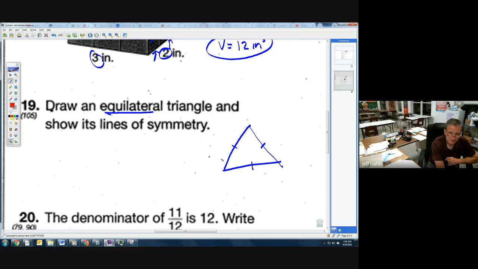And then the lines of symmetry, those are the ones where you can cut them in half. And we talked about this in class. You can cut an equilateral triangle like this. You can cut it like this. And you could cut it like that. It could fold on itself in those 3 different areas.